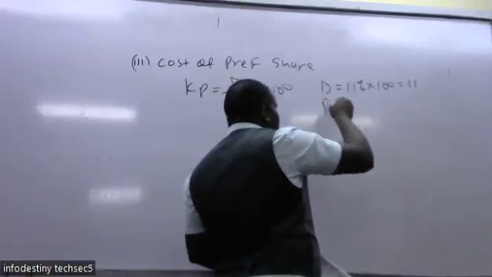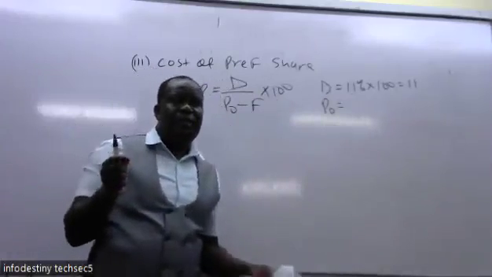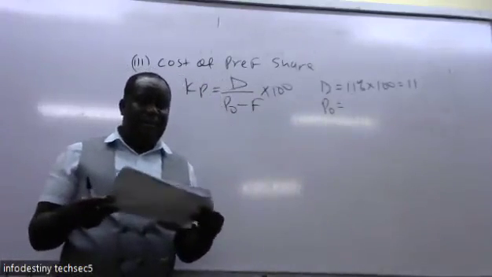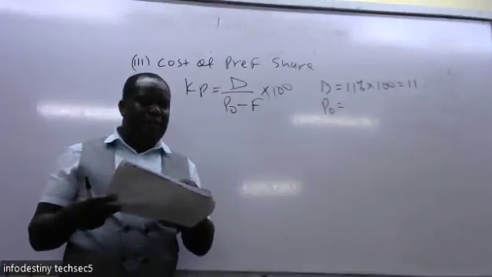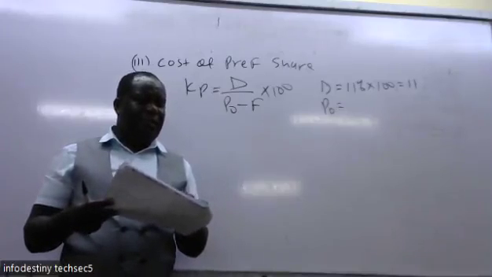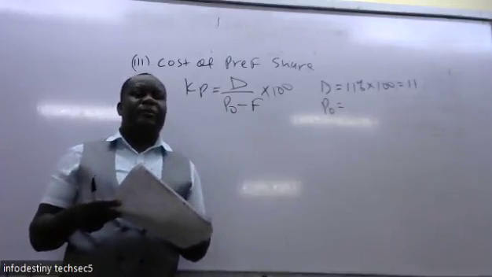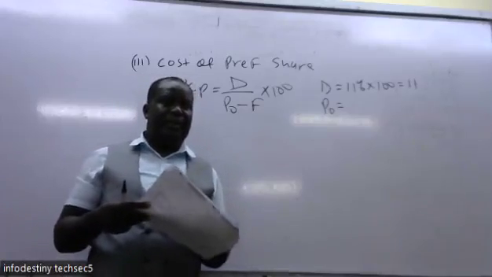P0 is the issuing price, which is the same as the current price. So they continue to say that the par value of each share is 100. But new preference shares will be issued at what? At par. So the par value is the same as the issuing price.